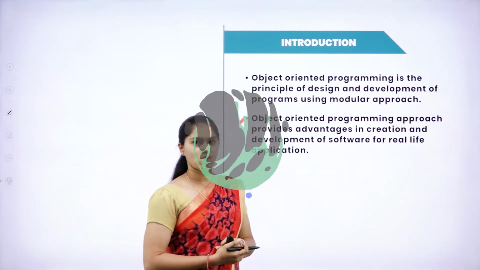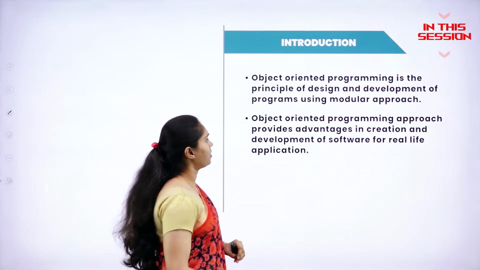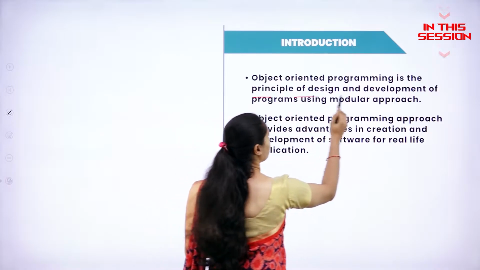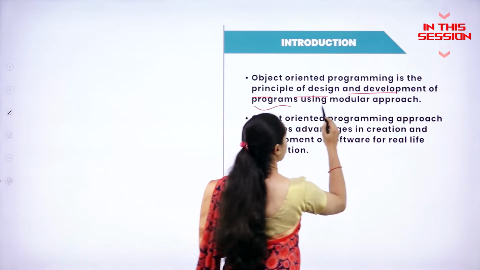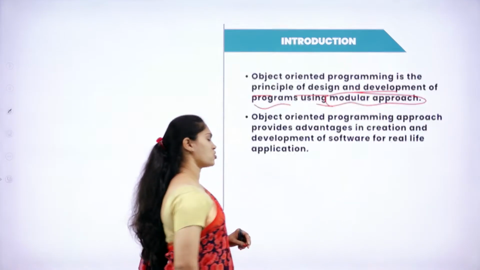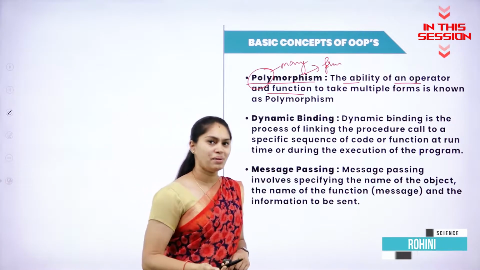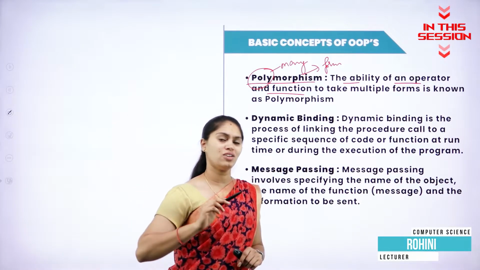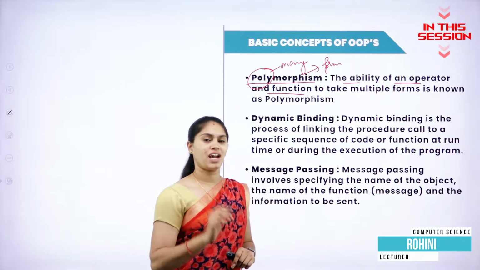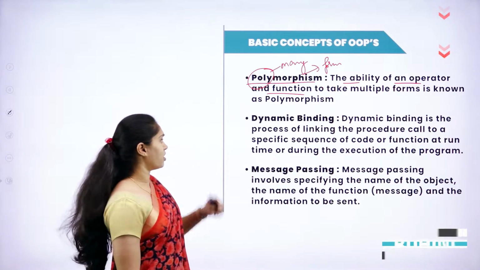Why are we going to use OOP, or object-oriented programming? Mainly, it is a principle of design and development of programs using a modular approach. If a function or an operator has the ability to take more than one form, then we call that polymorphism.